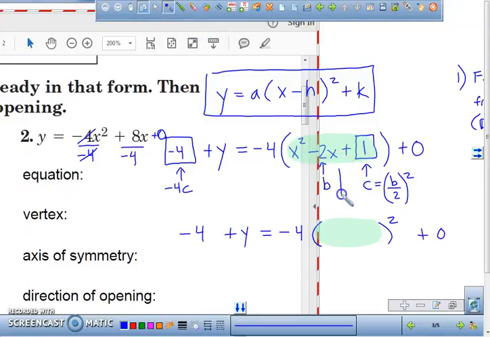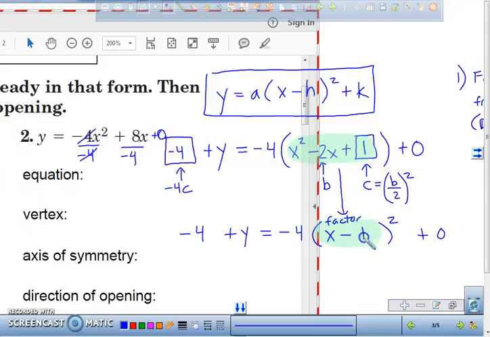So right here, what do we have to do from here to here? We have to factor this. So what does x squared minus 2x plus 1 factor to? That factors to x minus 1 squared. Negative 2 divided by 2 is negative 1, and negative 1 times negative 1 is a positive 1. That's how we got the positive 1.